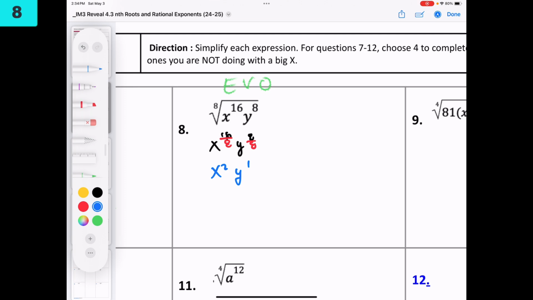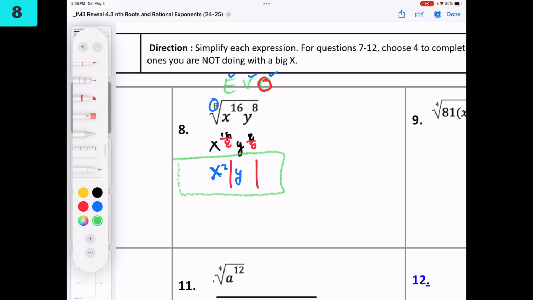Okay, is this an even? Yes. Do you have variables? You have x and y? Yes. Okay, which one of those is odd? The only one that is odd is the y, because that 1 is an odd, 2 is not. So clean that up. And that would be our answer.